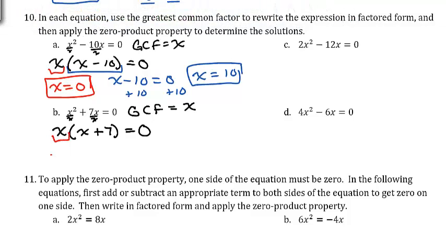Now, set this x equal to 0, and that gives us our solution x equals 0. Then we're going to take the x plus 7 and set that equal to 0 as well. Subtract the 7 from both sides, and we get another solution, x equals negative 7.